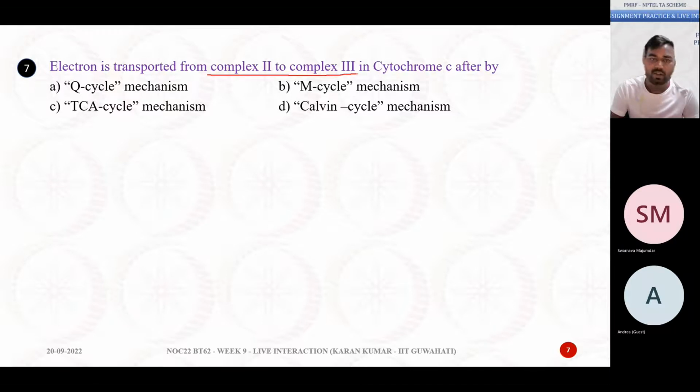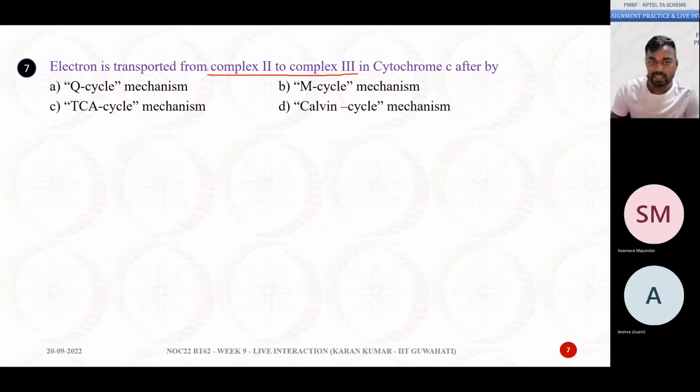Okay. And where do complex 2 and complex 3 lie? They are in the inner membrane of the mitochondria. So what happens here? In the matrix, when the TCA cycle happens, they generate NADH and CO2, right? So when the electrons are transported, they create an electrochemical gradient, and the protons that are released create a concentration gradient across the membrane in the intermembrane space of the mitochondria.